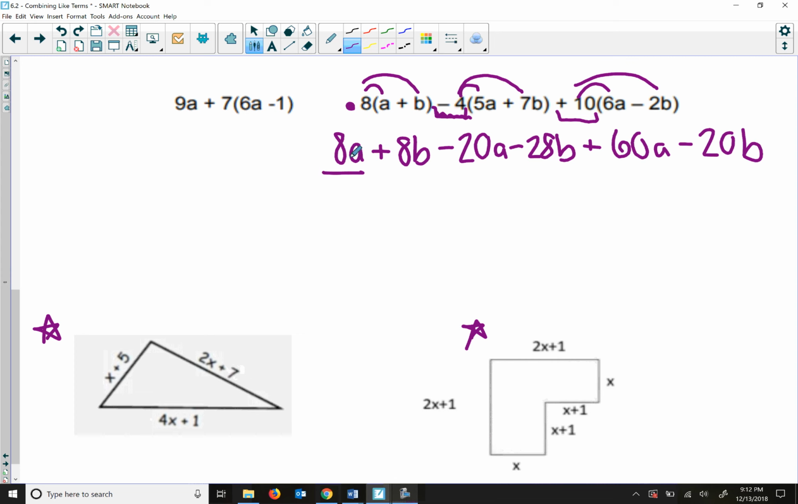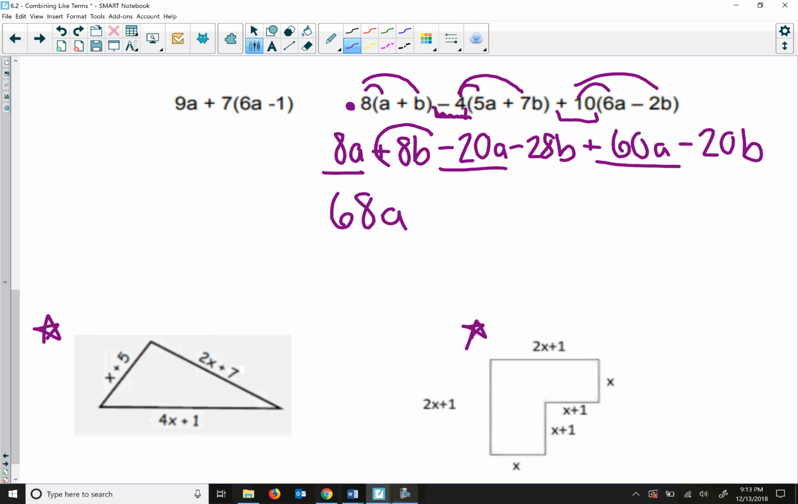Okay, there's an a. I've got a -20a. I've got a 60a. Okay, let's think about this for a second. If I combine all of those like terms, let's see, 60 and -20 would be 40. 40 plus 8 would be 68a.